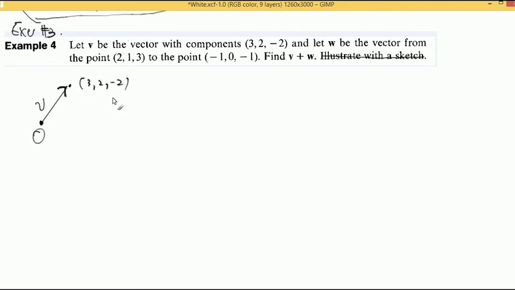You can interpret V as a position vector, right? But W is not. W is elsewhere, from 2, 1, 3 to negative 1, 0, negative 1. That's W. And they want you to compute V plus W. That's the question.